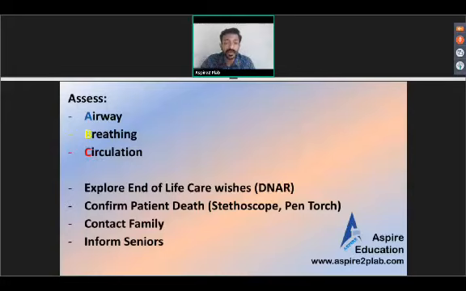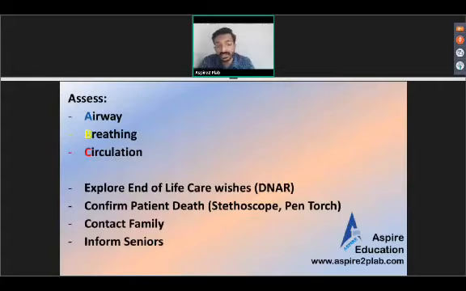Patient has lung cancer. So definitely there are 99% chances that you will get a DNAR form in the file. So before you start CPR in an old patient like this, in any patient actually, you should know if there is any form like DNAR form or not. So in this case, the nurse is saying, yes, doctor, I have this DNAR form.